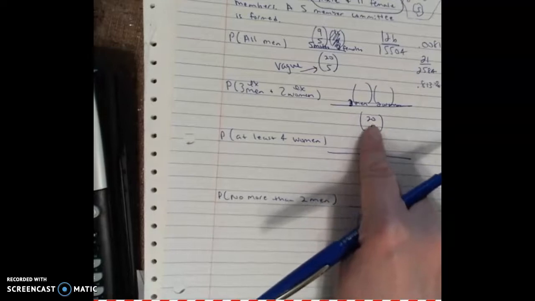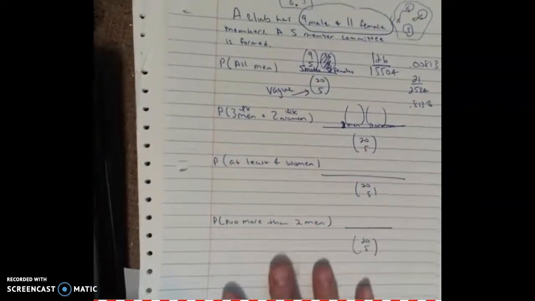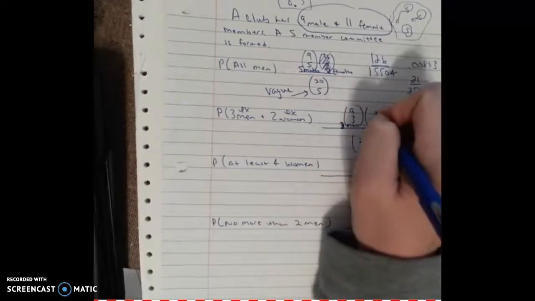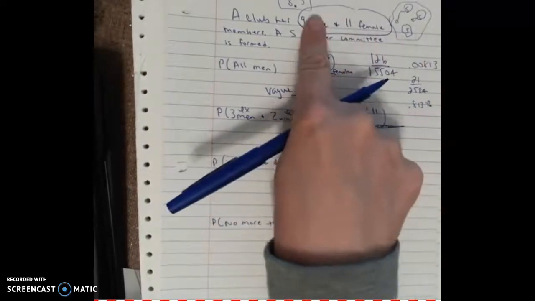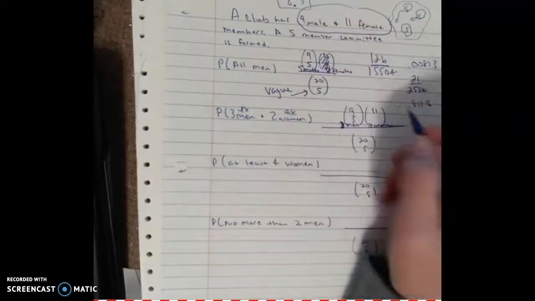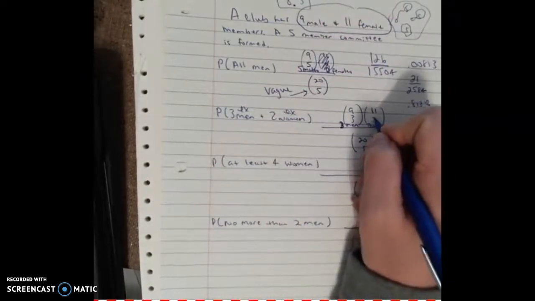Okay. So again, I never use this 20 ever again. That's just on the bottom. So again, I have to look, and I have 9 males, and I want to pick 3 of them. I have 11 females. So again, this is when you do part. So the denominator is when you look at everybody, and then part is for your top. And I want to pick 2.